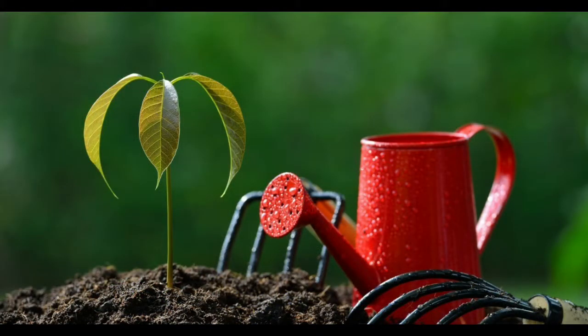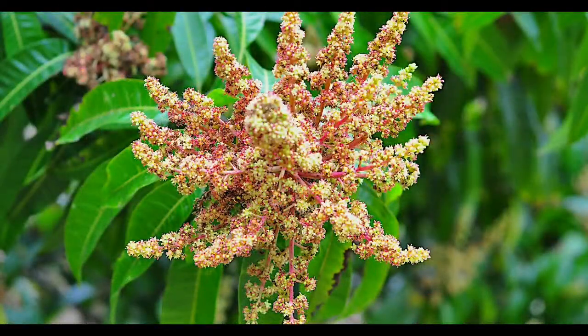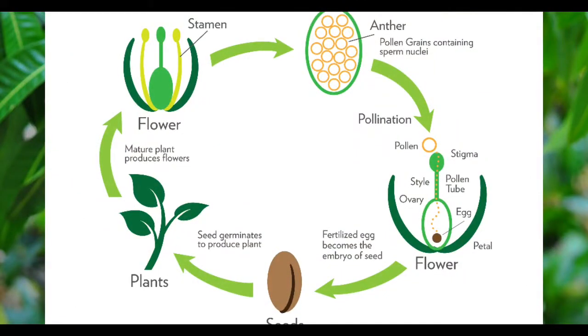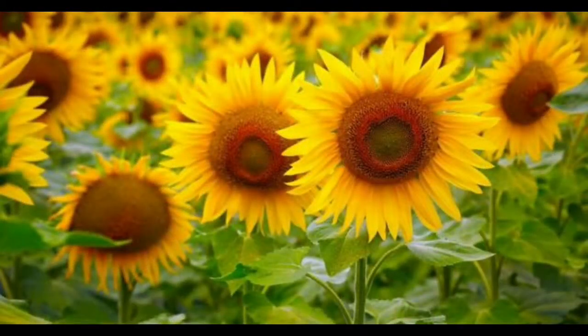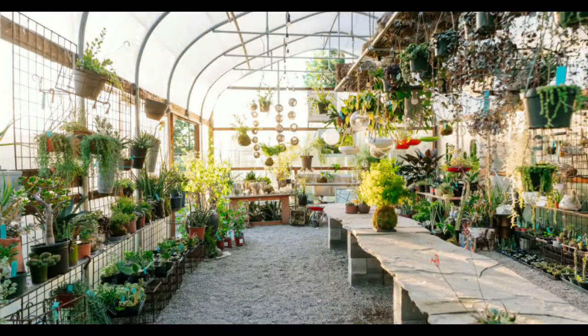So, what is the function of flowers in plants? The flowers perform the function of reproduction in plants. Flowers are the reproductive parts of a plant. So, what is reproduction? The production of new individuals from their parents is known as reproduction. But how do plants reproduce?